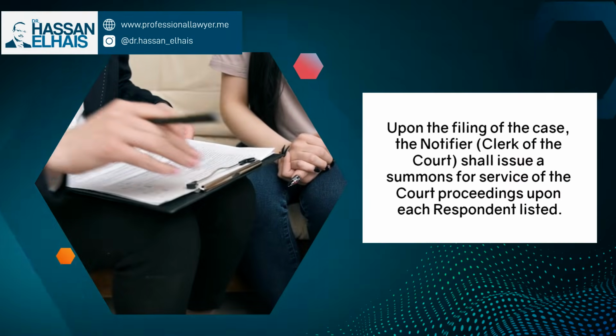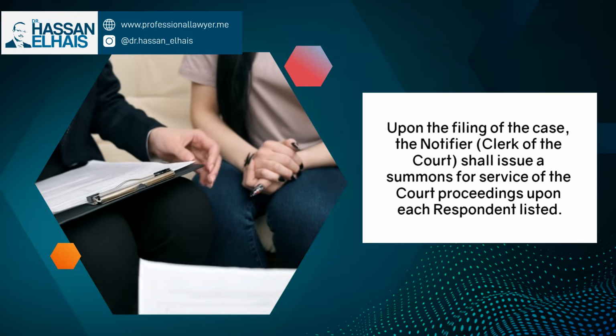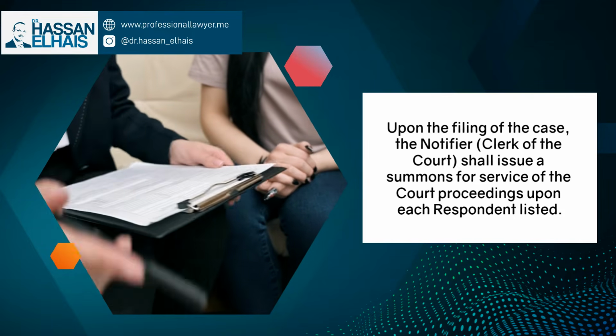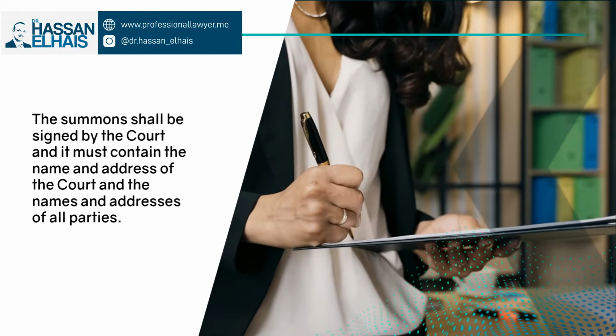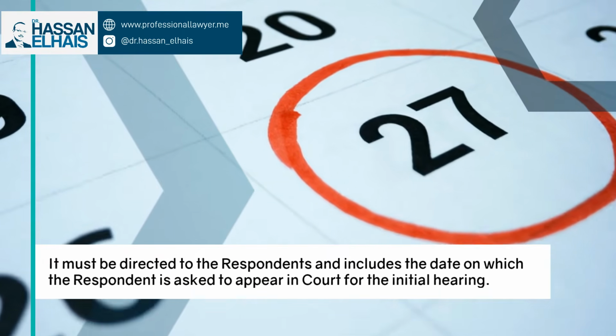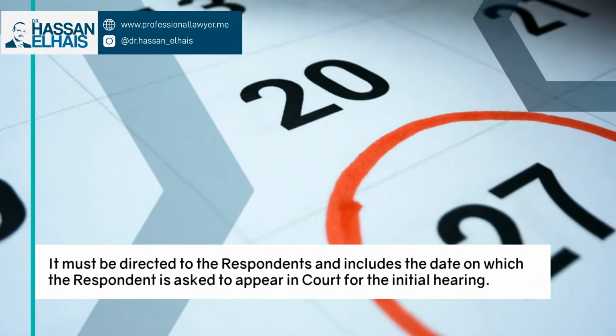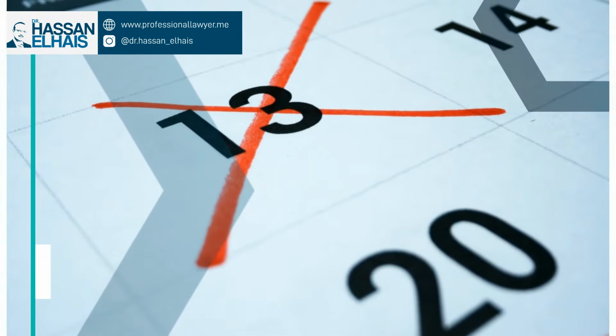Upon filing of the case, the notifier, clerk of the court, shall issue a summons for the service of the court proceedings upon each respondent listed. The summons shall be signed by the court and it must contain the name and address of the court and the names and addresses of all parties. It must be directed to the respondents and includes the date on which the respondent is asked to appear in court for the initial hearing.